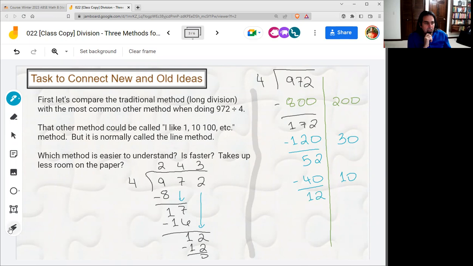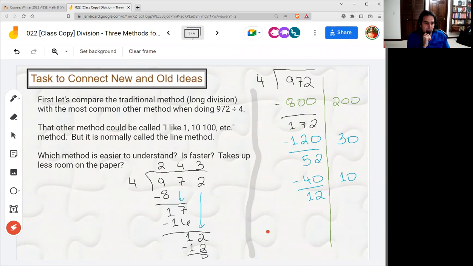If I knew my 4 times table is great, I could just write 40 to start with. And then I would have a 40 and a 160, and I would subtract and get 12. But the nice thing about the second method is you don't have to have all your multiplication tables memorized. You could whittle things down step by step. This will take more than one example.